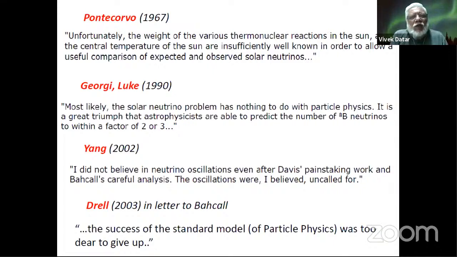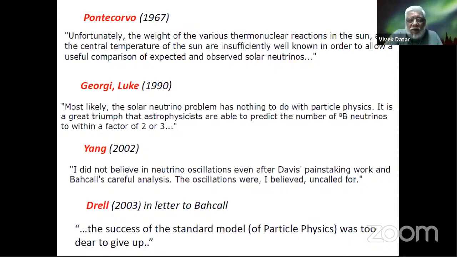Georgi and Luke. Georgi was a theorist at Harvard, and he said that most likely the solar neutrino problem has nothing to do with particle physics. It is a great triumph that astrophysicists are able to predict this figure at all to within a factor of 2 or 3. I mean, earlier they would say that, okay, if you can get it right to a factor of 10, you should be happy. Astrophysicists should be happy. Here he says, okay, even within a factor of 2 or 3, you should be happy.